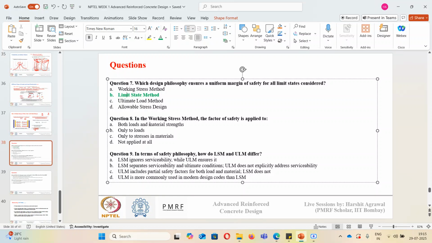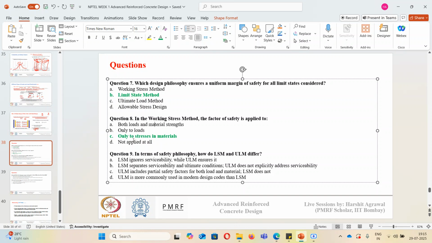Question number 8: in the working stress method, the factor of safety is applied to. In working stress method, the factor of safety is applied only to the stress in the material, not to the load. That's what we have seen earlier. The loading, we are assuming as service load, and the stresses of the material we are decreasing, and we are ensuring that this decreased stress is also more than the load to ensure that this structure is safe.